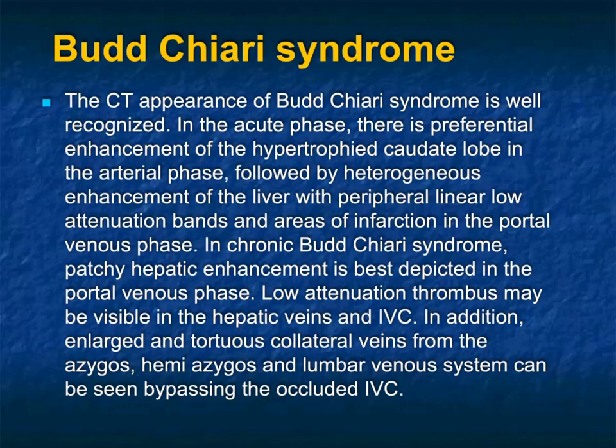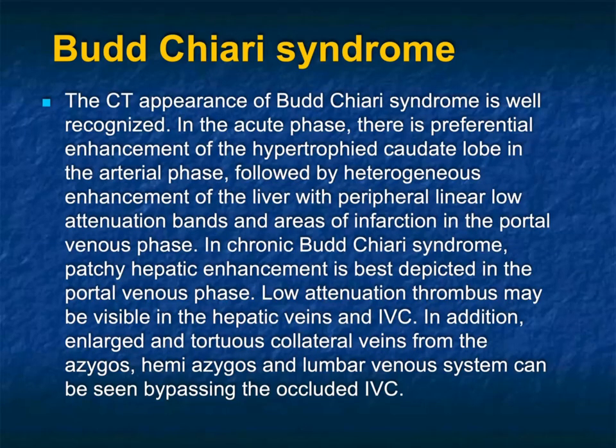The CT appearance of Budd-Chiari is well recognized. In the acute phase, there's preferential enhancement of the hypertrophied caudate lobe in the arterial phase, followed by heterogeneous enhancement of the liver with peripheral linear low attenuation bands and areas of infarction in the portal venous phase. In chronic Budd-Chiari syndrome, there's patchy hepatic enhancement, best depicted in the portal venous phase. Low attenuation thrombus may be visible in the hepatic veins and IVC.